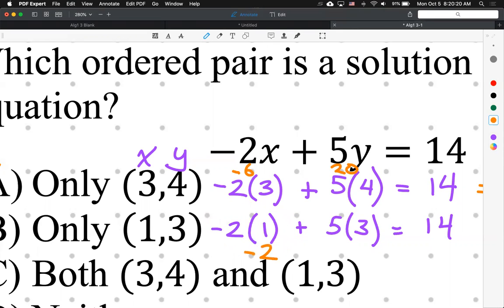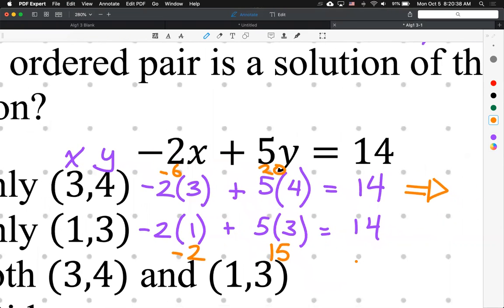5 times 3. Come on, you got this. Braden, 5 times 3. 5 times 3 is not 6. 15, there it is, yeah. We're waking up this morning, I know. It was a weekend. All right, and then -2 plus 15.